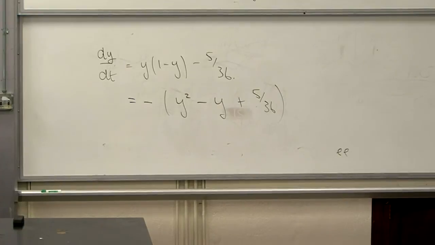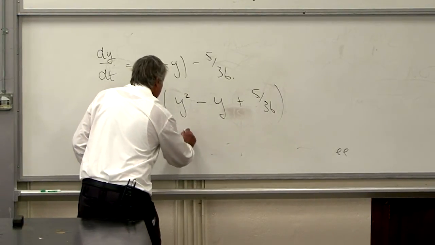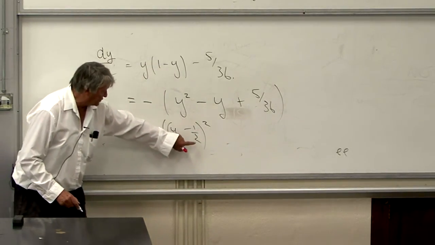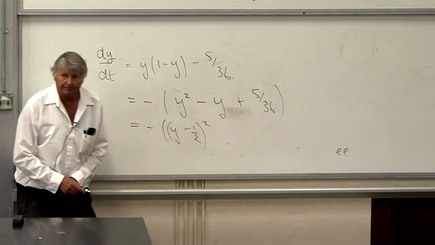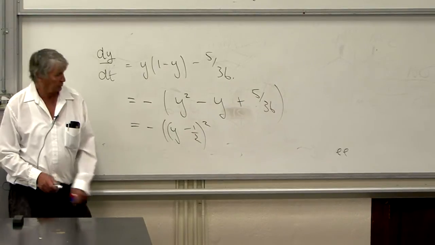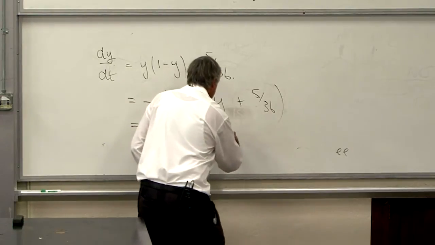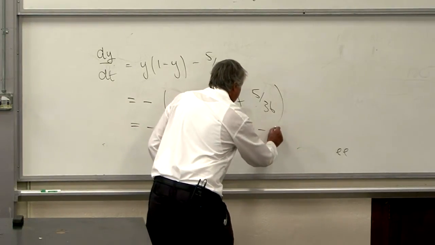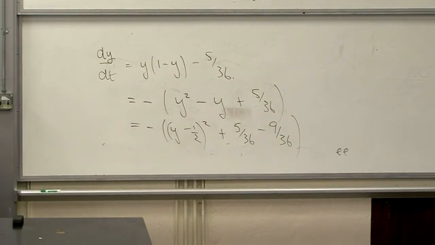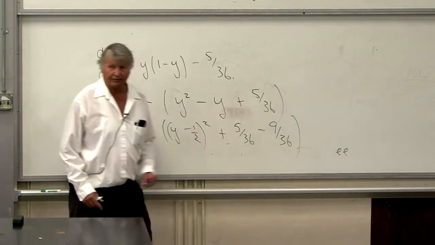Now you can use the quadratic formula, but I like to just complete the square. So this is minus y minus a half all squared. So this will give me y squared minus twice times the cross product, which is this term, plus a quarter. But since I've added in a quarter to make this square, I have to subtract it off here. So I get plus 5 over 36 minus a quarter, which is minus 9 over 36. I had to add in a quarter here, so I have to subtract it off here.